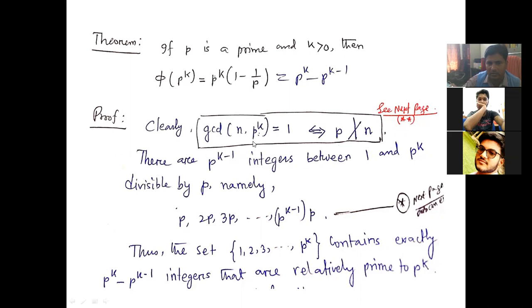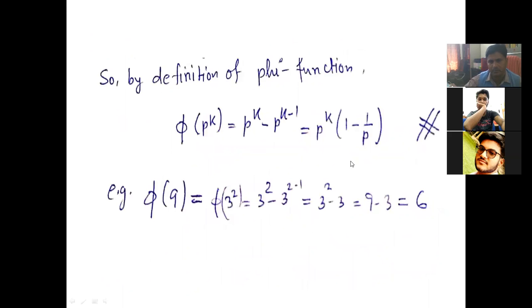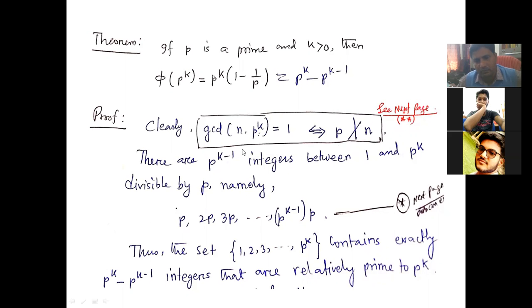Clearly GCD of n comma p to the power k equals 1 only if p does not divide n. If p does not divide n, then GCD of these two equals 1. So there are p to the power k minus 1 integers between 1 and p^k divisible by p, namely p, 2p, 3p, ..., p to the power k minus 1 into p. Thus, आप इसको एक एग्जांपल ऐसे लेके आप देख सकते हैं छोटे से.